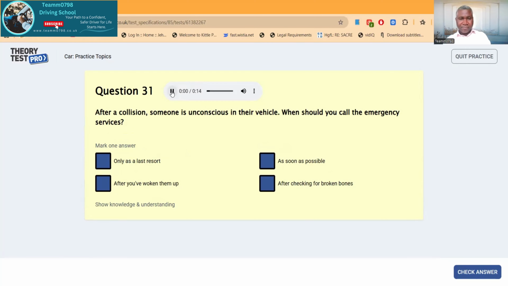After a collision, someone is unconscious in their vehicle. When should you call the emergency services? Only as a last resort. As soon as possible. After you've woken them up. After checking for broken bones. As soon as possible. Don't delay.